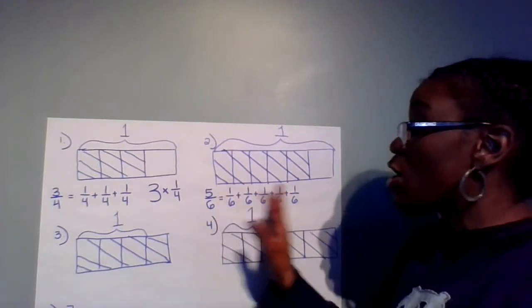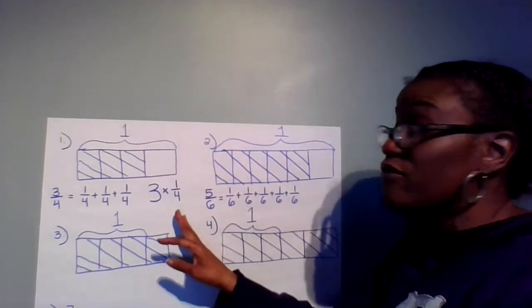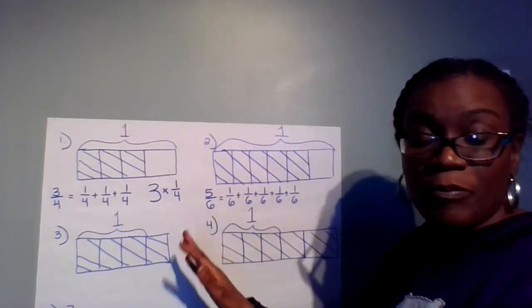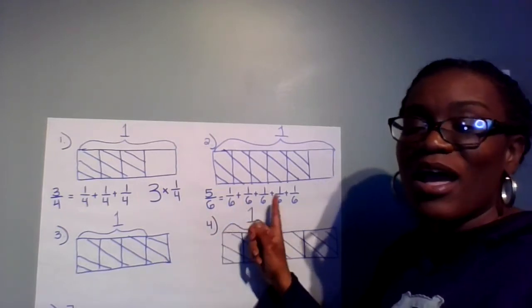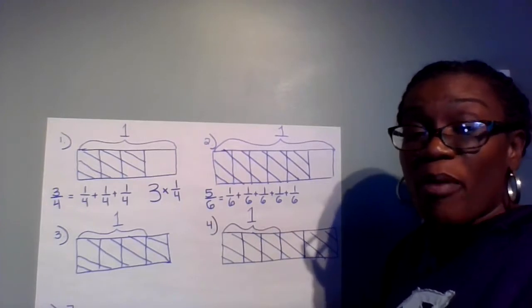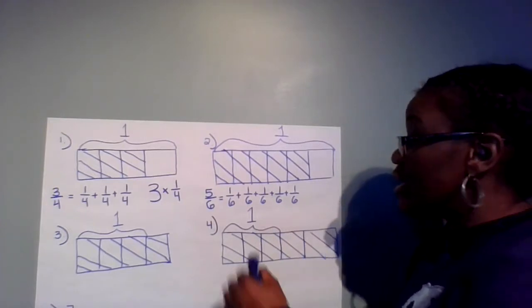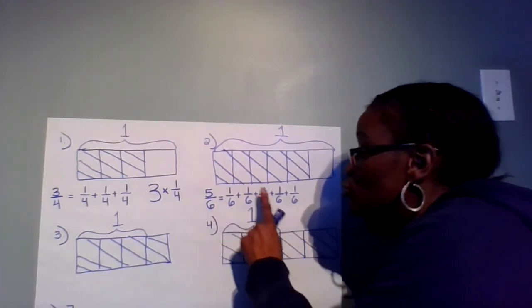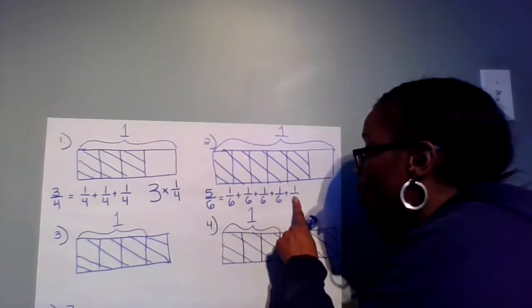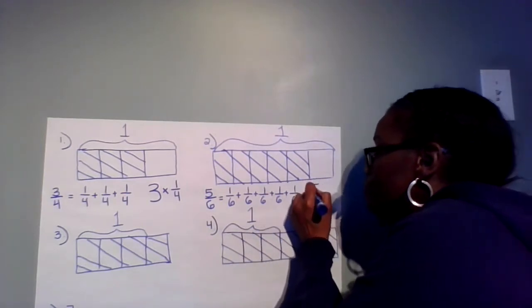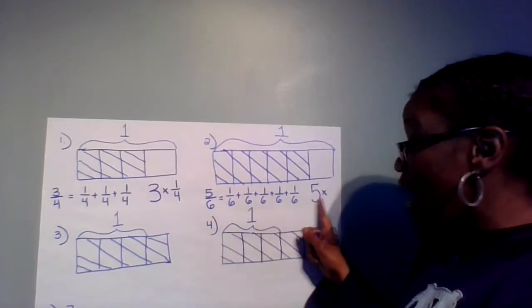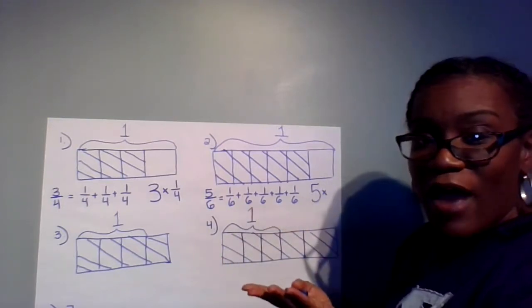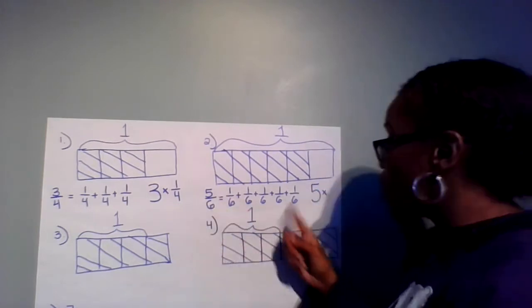So now let's turn that into an equivalent multiplication. What do we do first? That's right. Count how many fractions or parts we have that are shaded in. I have 1, 2, 3, 4, 5. And now I can multiply 5 times what fraction? That's right, 1/6.